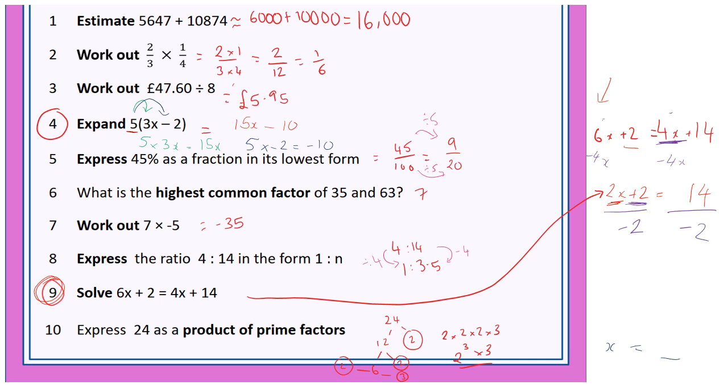So let's go through that again. So 2x is going to be left on the left-hand side. 2 take away 2 is 0. We're not going to write 0. We'll just leave it like that. 14 take away 2 gives me 12. Right, I'm very nearly there.